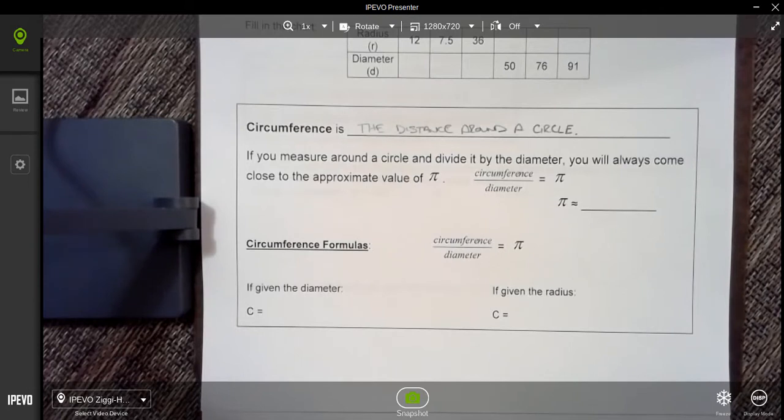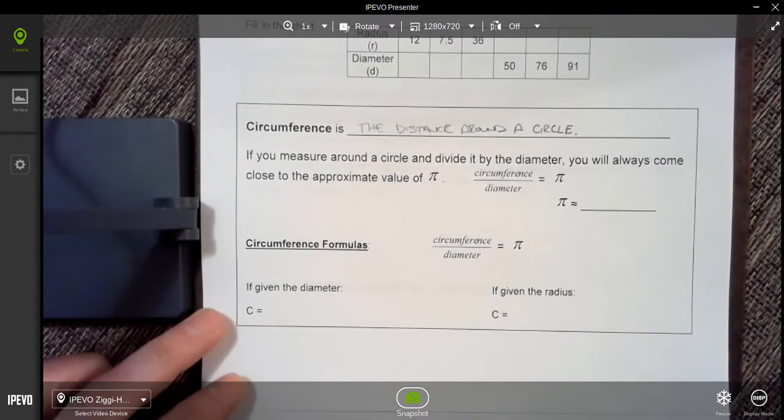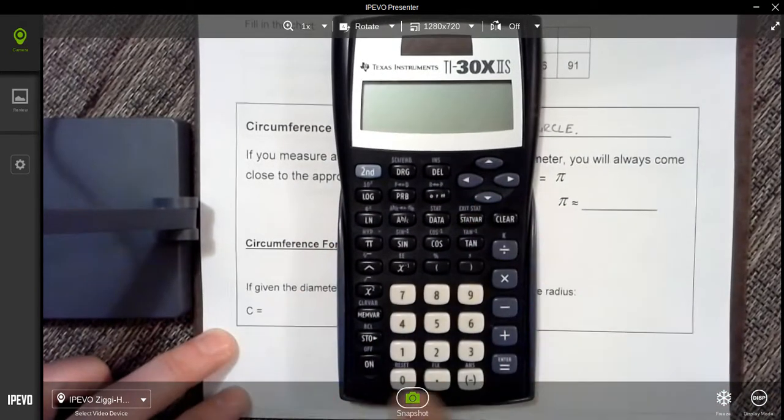Okay, pi is a number that goes on forever. It doesn't repeat. And so what we're going to do is use the approximate value of pi when we use our calculators. So what we're going to do, we're going to take our calculator out and we're going to find our pi key.